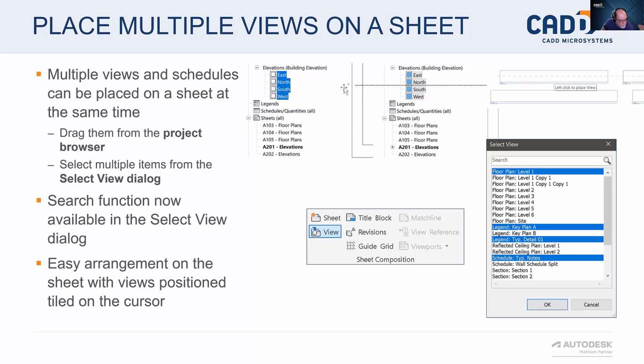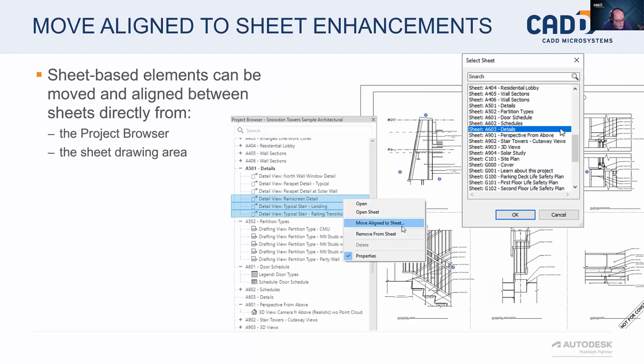Along with that, we've also got an ability to use a command called move align to sheets. What this will do is, if you've got a view, maybe it's a detail or something like that, and you realize, hey, I really need to move this detail to another sheet, we can move this detail now and it will put it in the exact same spot that it was on the previous sheet. You can get to this by expanding out the views inside the project browser and right clicking and using move align to sheet. And it will allow you to move that view very quickly to another sheet.